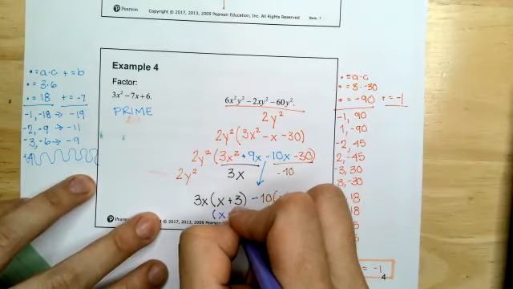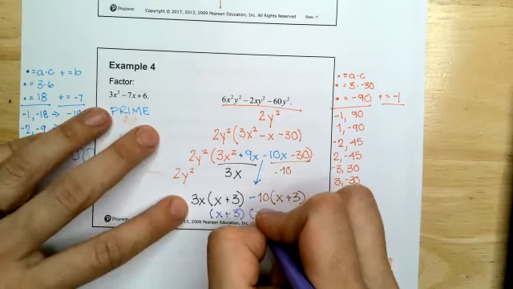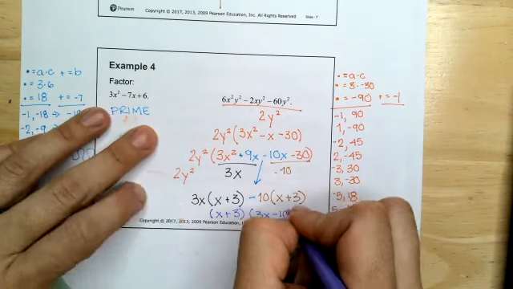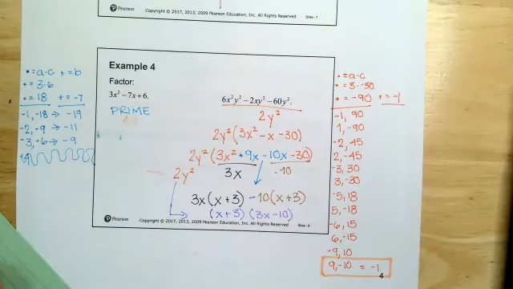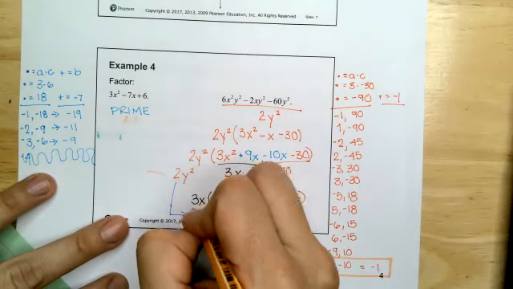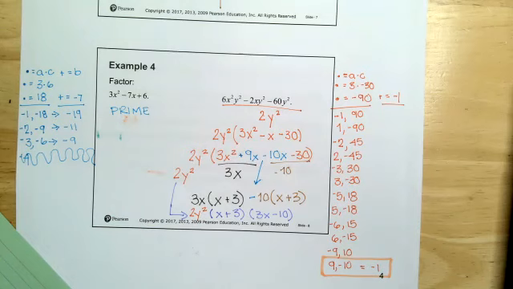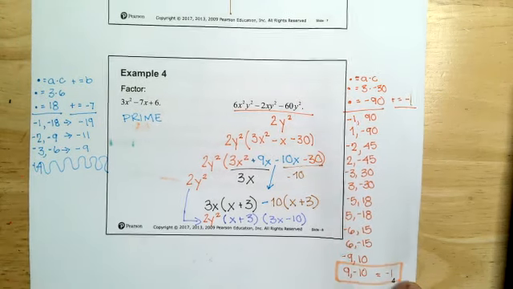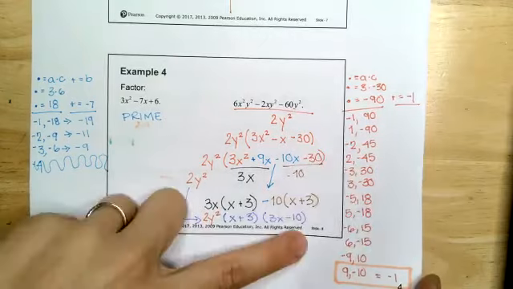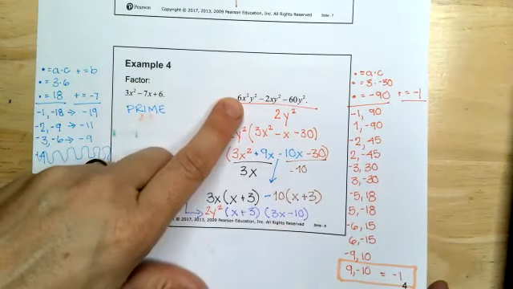So we have x plus 3 times 3x minus 10. All of this times the 2y squared. Okay? Again, you can go backwards, make sure that that all multiplies out to that answer.